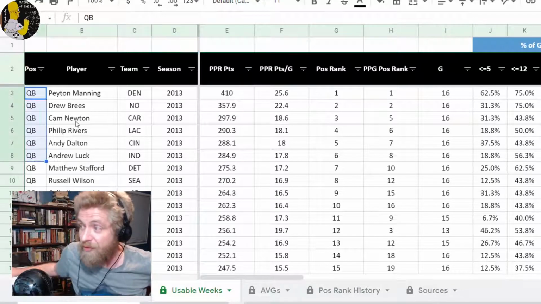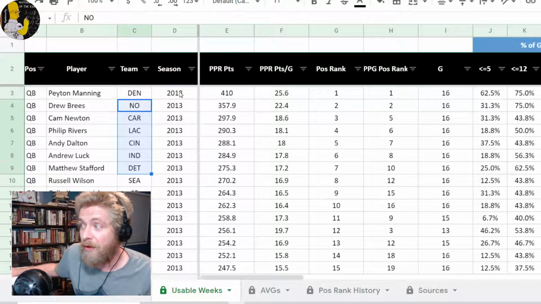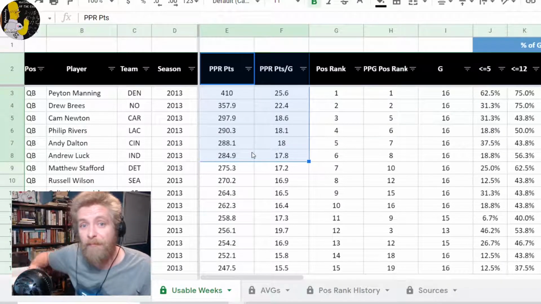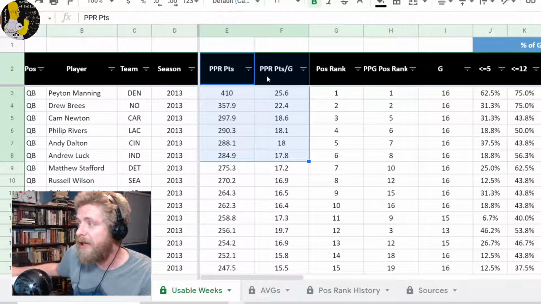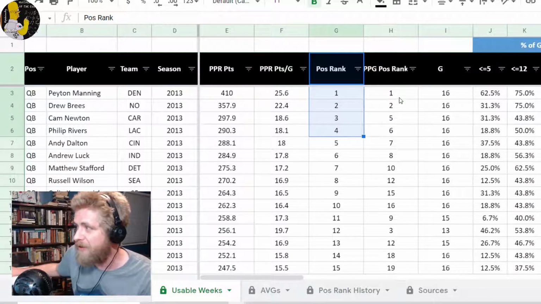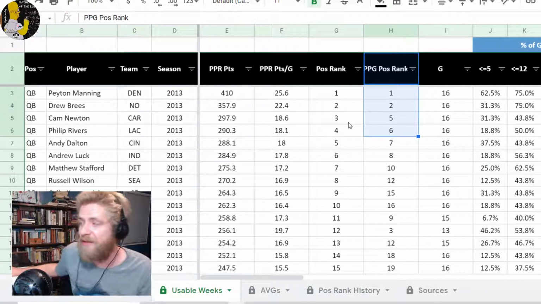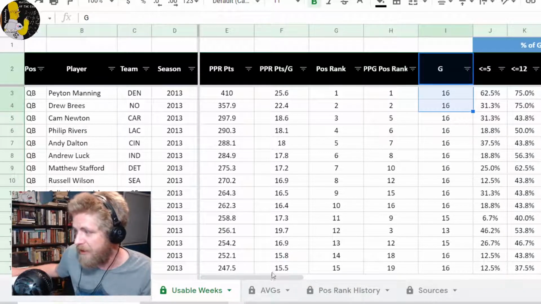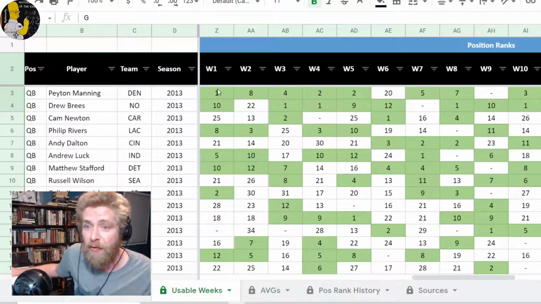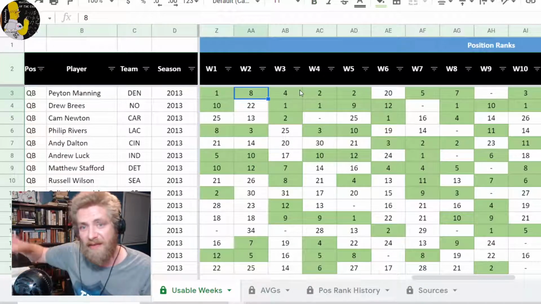And you've got the position and the player and the team they were playing for and the season they were playing in, and just the overall PPR scoring, because that's how I rank them, top 12 overall in PPR scoring. Their points per game, and again, their positional rank based on those numbers, and the points per game positional ranks, that's different too, and the number of games they've played. All the way over here on the right, you can see their positional finishes in PPR scoring in week 1, 2, 3, and so it's listed out left to right.